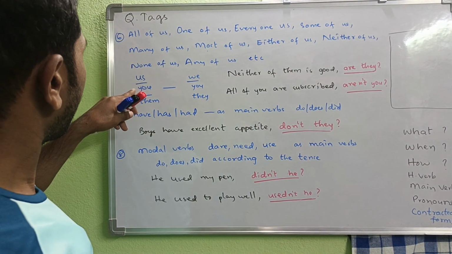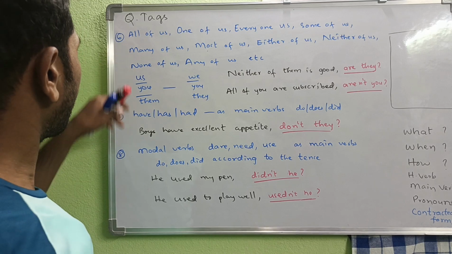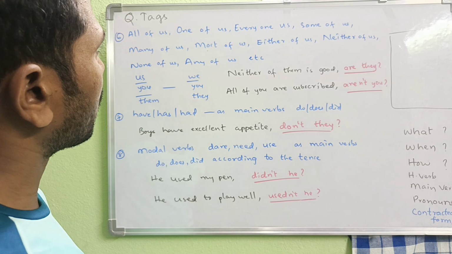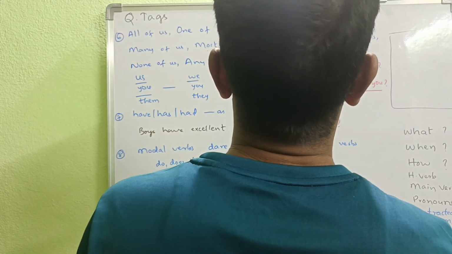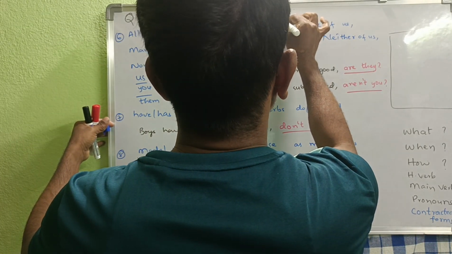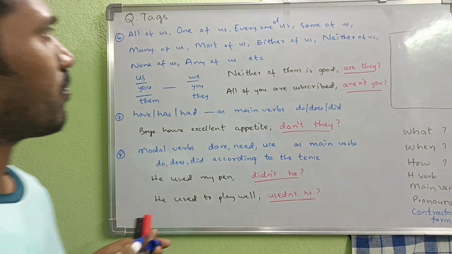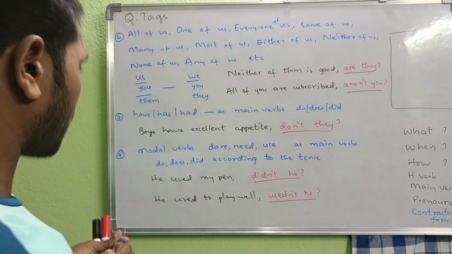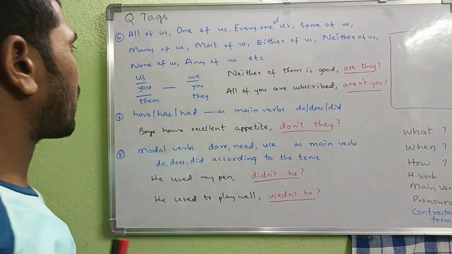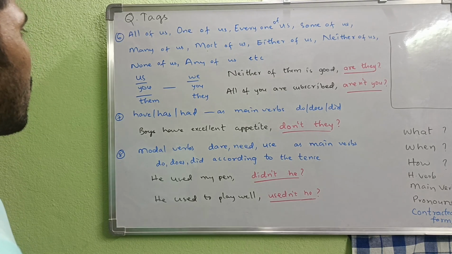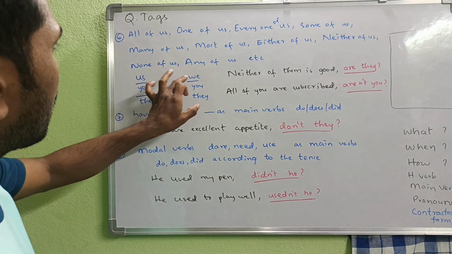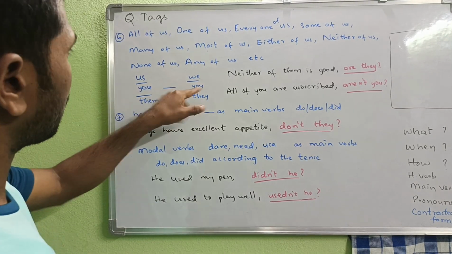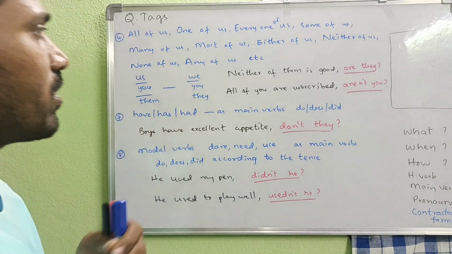Instead of us, we may find you also: all of you, one of you, every one of you, some of you, many of you, most of you. We can use you instead of us, and you may find them also. If you find them, or if we find us, then we have to use the next pronoun. Next, you will be there. Next, them, they will be the pronoun.